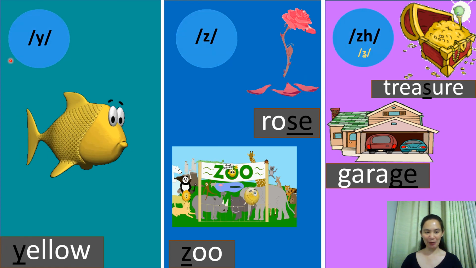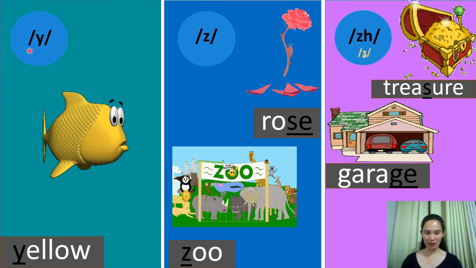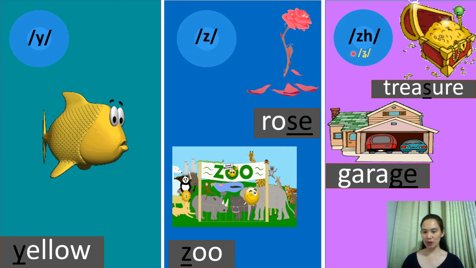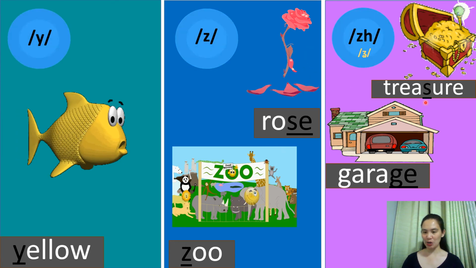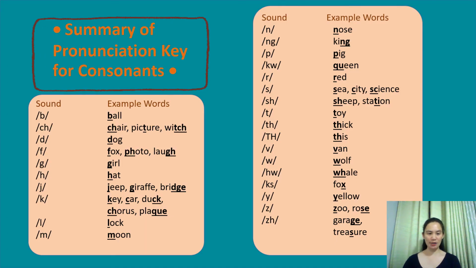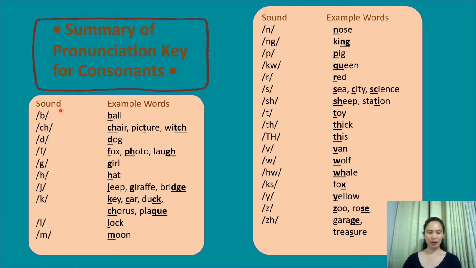Let's read again all the words. We have the sound of Y, yellow; Z as in the words zoo, rose; J like in the words treasure and garage. Memory of pronunciation key for consonants. We have the sound for this column and example words for this column.